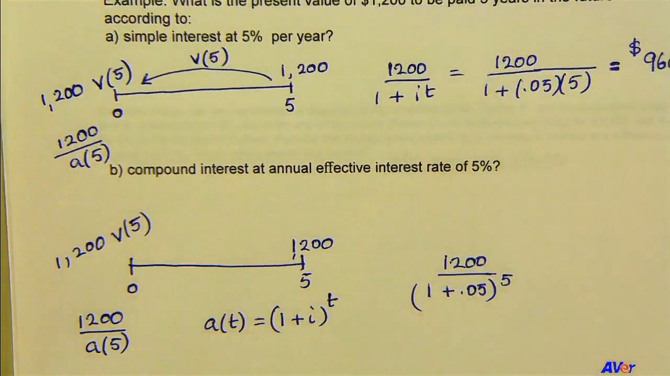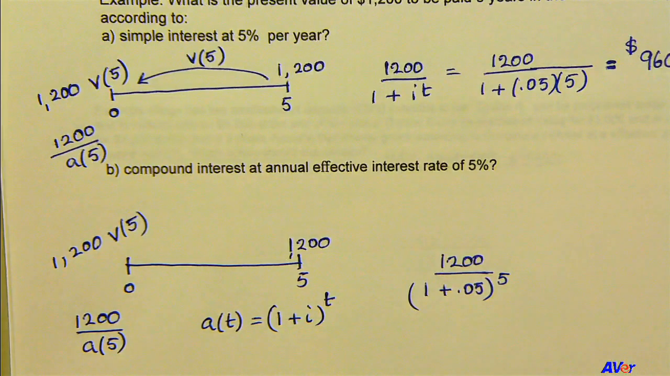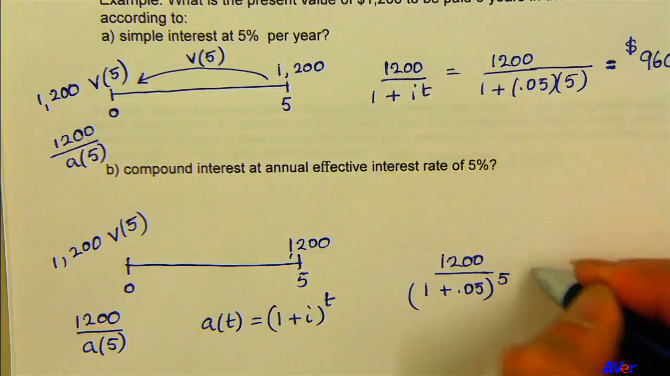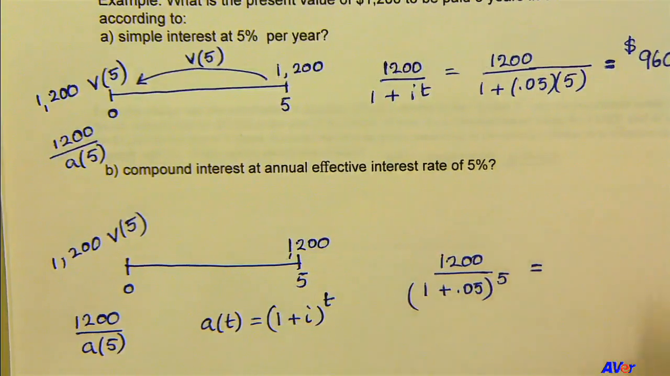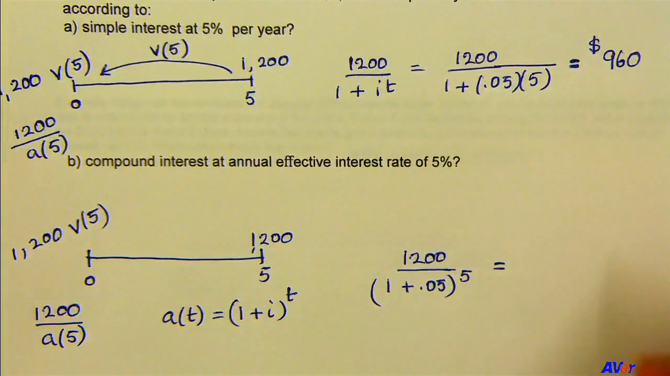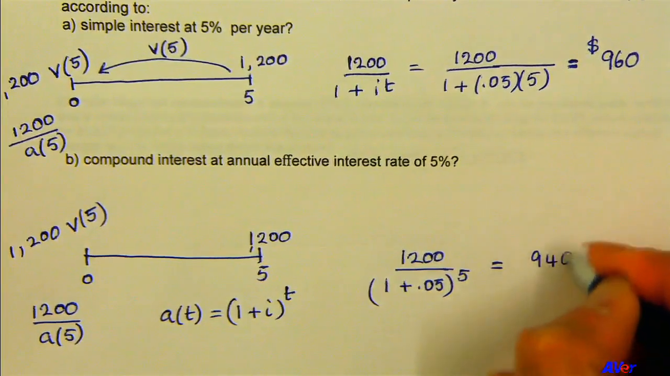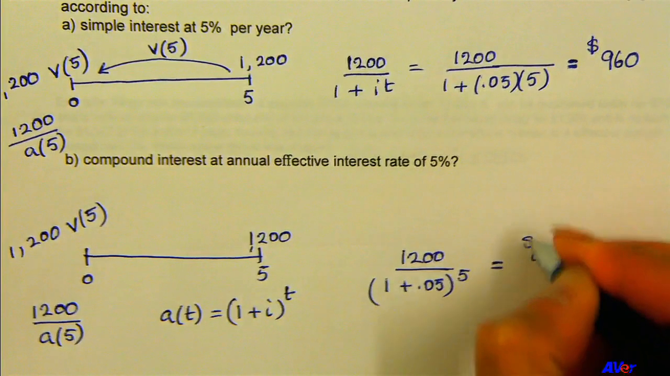Again, I'm using the fact that V of 5 is 1 over A of 5, but the A of 5 is a different function, because now I'm talking about compound interest. So what do I get here? Go do it. $940.23. I agree with you.